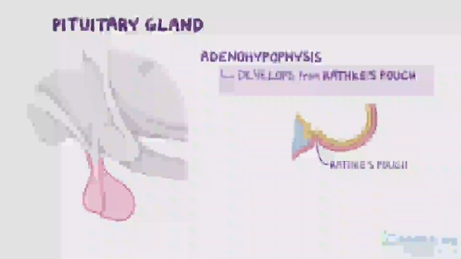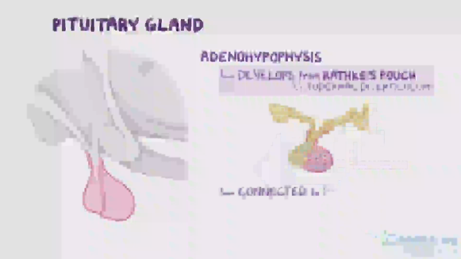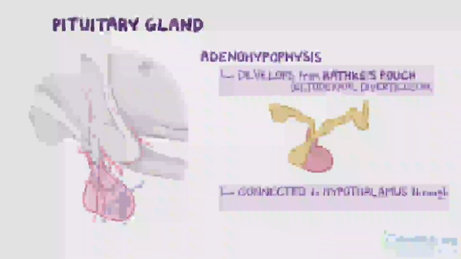The anterior part is called the adenohypophysis and develops from Rathke's pouch, which is an ectodermal diverticulum from the roof of the primitive oral cavity. Unlike the neurohypophysis, the adenohypophysis is connected to the hypothalamus through a system of blood vessels called the hypophyseal portal system.